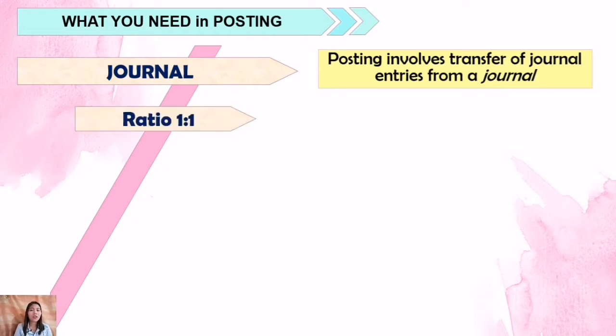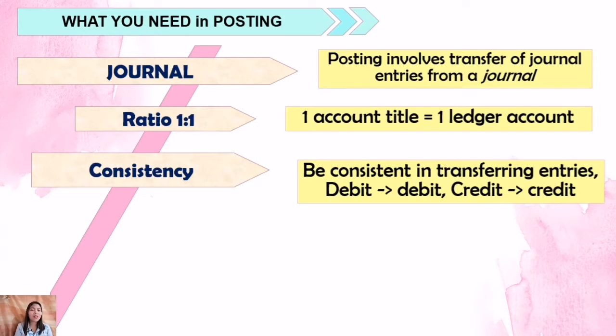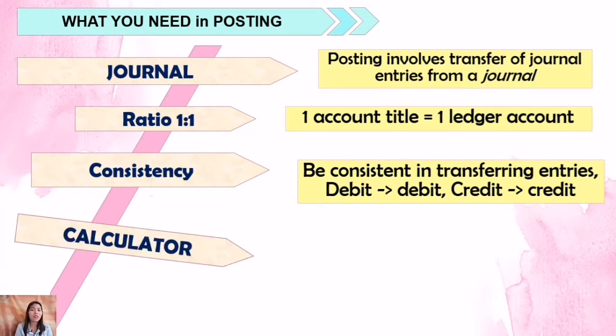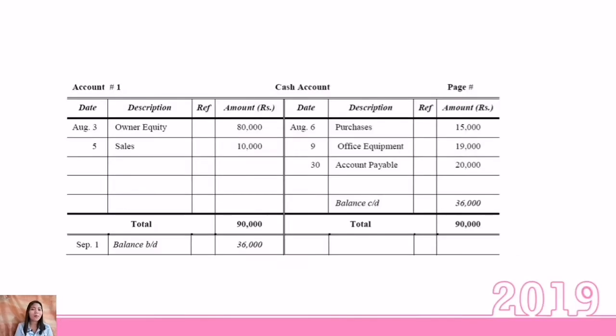in the ledger. Then always remember the ratio is 1:1, meaning to say one account title is equivalent to one ledger account. We need to be consistent. If the account is debited on the journal, then you need to write it on the debit side in the ledger. Calculator, of course, for correct and accurate answers in the calculations.